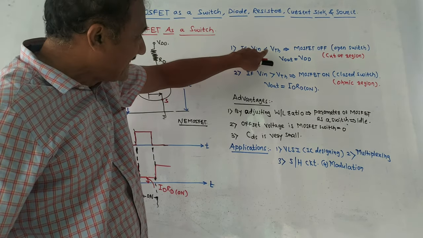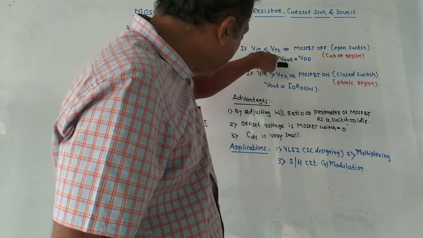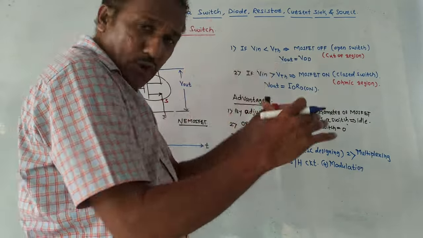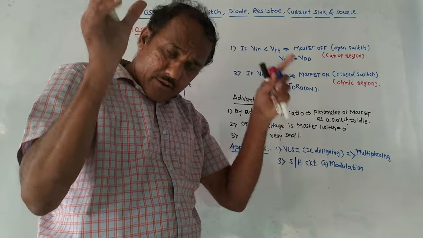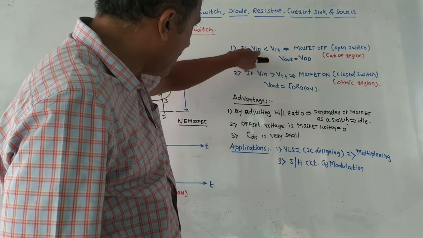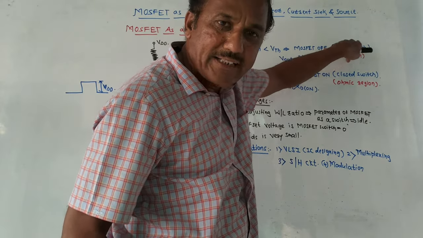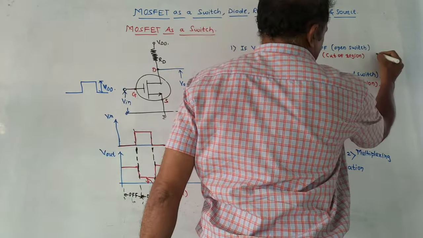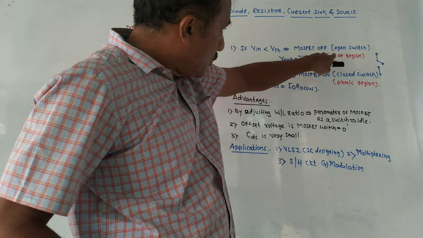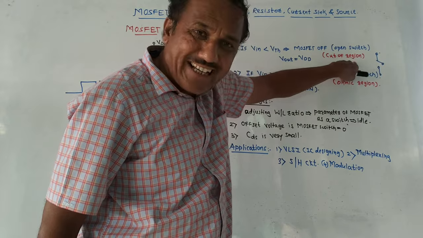So if Vin is less than VTH, where VTH is the threshold voltage, then the MOSFET will be off. We have discussed this in earlier sessions. In order to switch on the MOSFET, the major requirement is that the input voltage should be greater than VTH. So if Vin is less than VTH, the MOSFET is in the off condition and it will act as an open switch. Diagrammatically you can show an open switch like this. So if you want to operate the MOSFET as an open switch, it should be operated in the cutoff region.